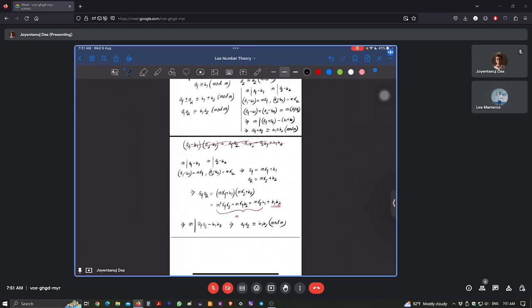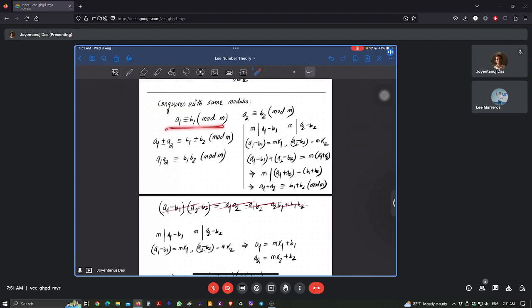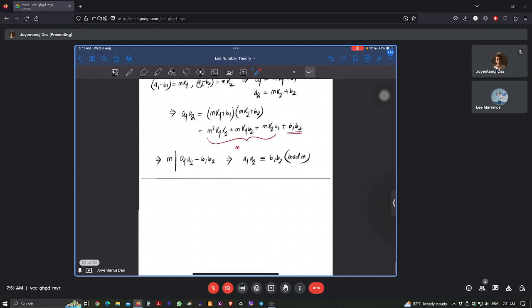Next, one observation is that if we have two congruences with the same modulus, and this is important, then we can do the product. But the opposite we cannot do. Okay, let me write down.